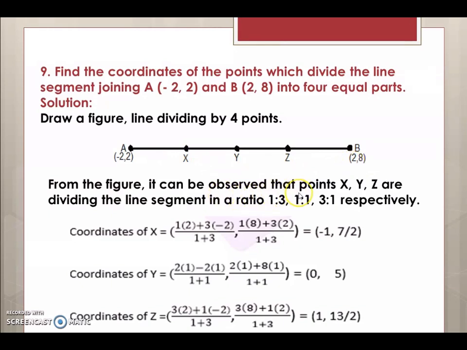So one way of doing it is, when we are finding the coordinates of the point X, we can take the ratio as 1:3. Then when we are finding the coordinates of the point Y, we can take the ratio as 1:1. And when we are finding the coordinates of the point Z, we can take the ratio as 3:1 respectively. Substitute in the section formula and we can find the coordinates of the points X, Y and Z.